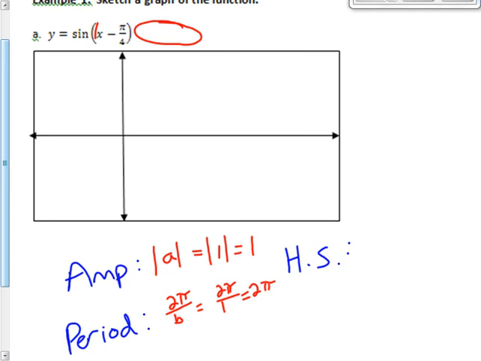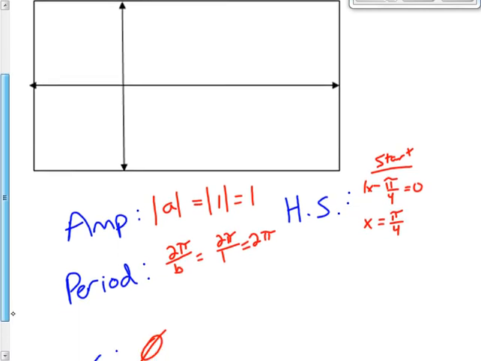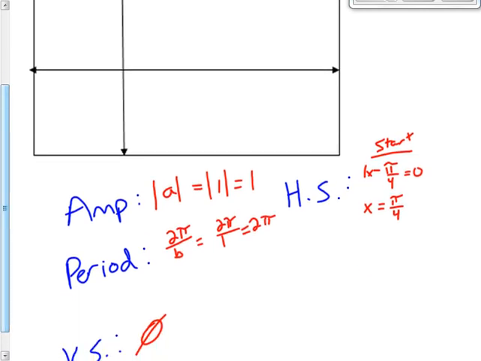If I take that inside part, the 1x minus pi over 4, and set it equal to 0 to find my starting point, and if I do that, I add pi over 4 to both sides, and I get x equals pi over 4. That's my starting point. And then I continue this, and I can take my x minus pi over 4 and set it equal to 2 pi.